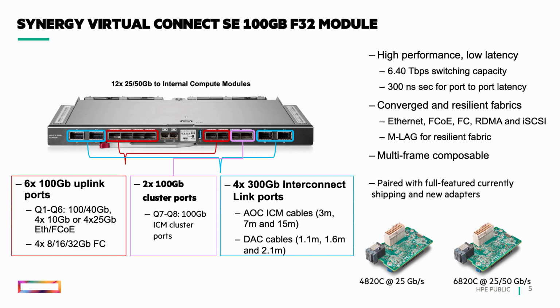For the ACI part, the main ports will be the six ports at the center. This is six 100 gig uplinks. They can break down to 40 gig and also can break down to 10 gig and 25 gig. This is the main focus we'll be covering between the Cisco ACI and Synergy uplink ports.